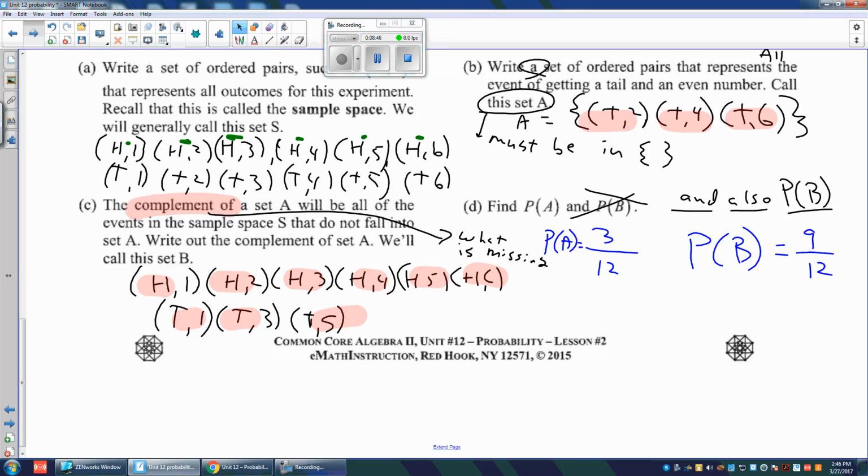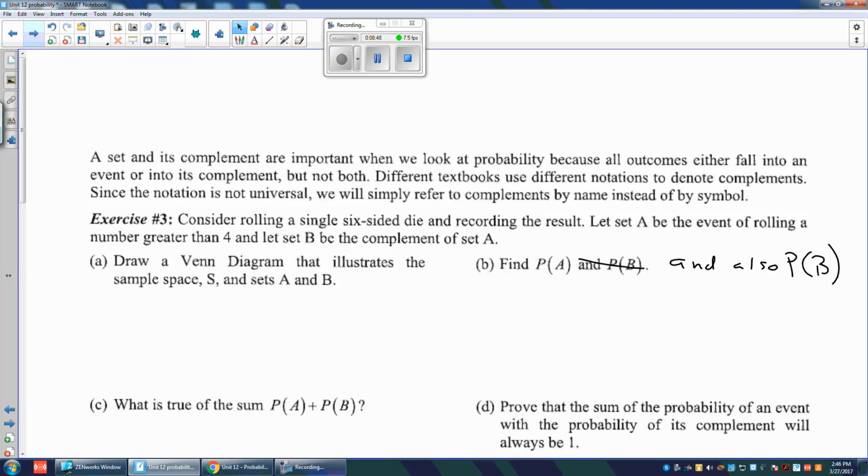Interesting. Set A and its complement are important when we look at probability, because all outcomes either fall into an event or its complement, but not both. They don't cross. Different textbooks use different notation to denote complements. Since notation is not universal, we'll simply refer to complements by name instead of symbol. Really? That's the complement of N.